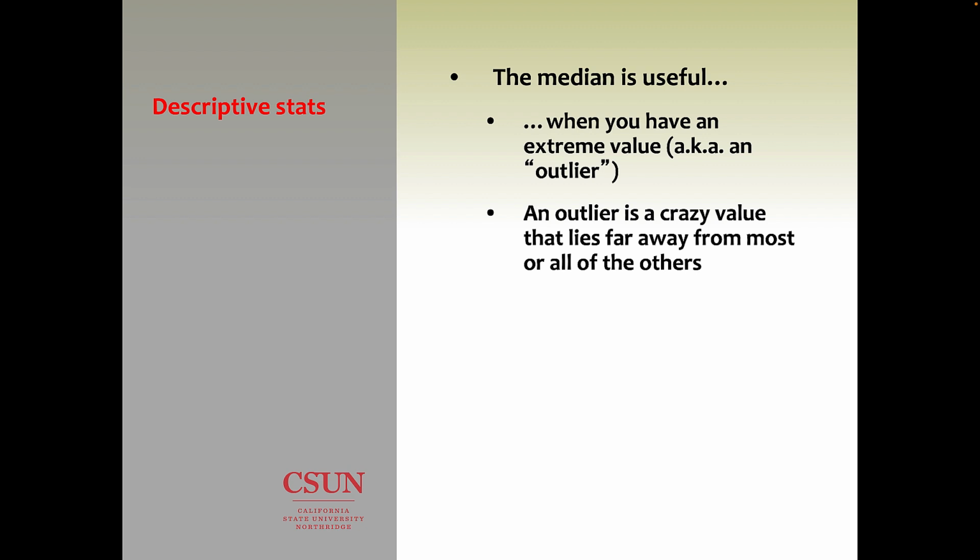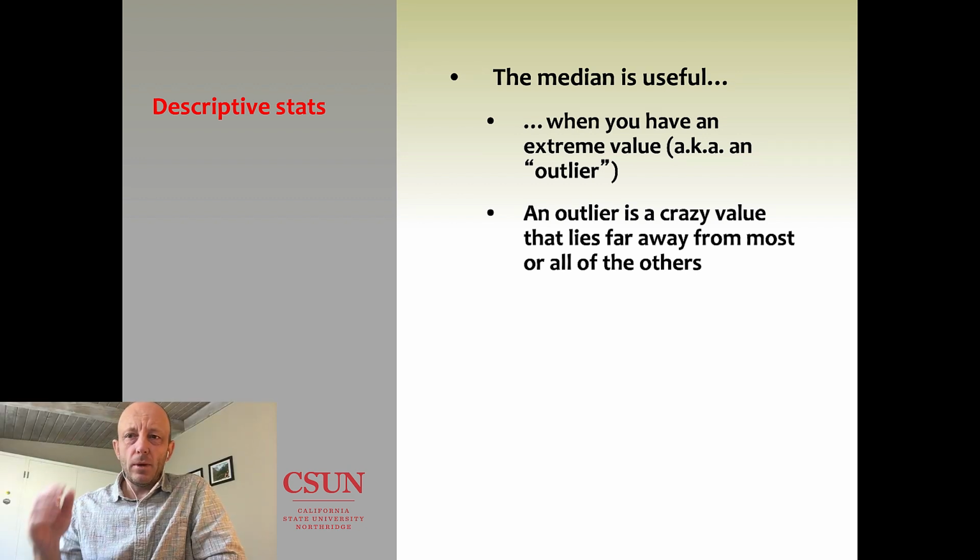Also, when you have an outlier, the median is useful. So an outlier, it's like when we have a bunch of temperature data, and there's an outlier here. In Northridge, it was a high of 47 degrees Fahrenheit the other day.